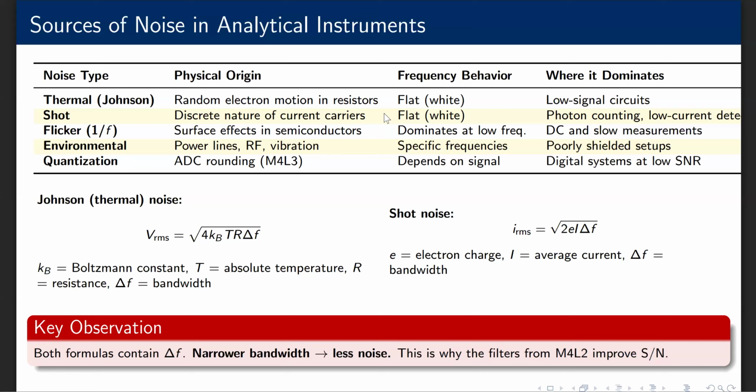So we have to look, of course, and consider our key observation here, which is that both Johnson and shot noise formulas contain delta f, the bandwidth. The narrower the bandwidth, the less noise, which is why filters, designed in lecture 2, will improve the signal-to-noise ratio.